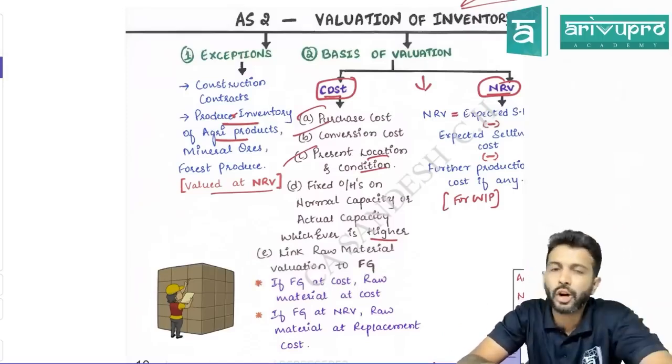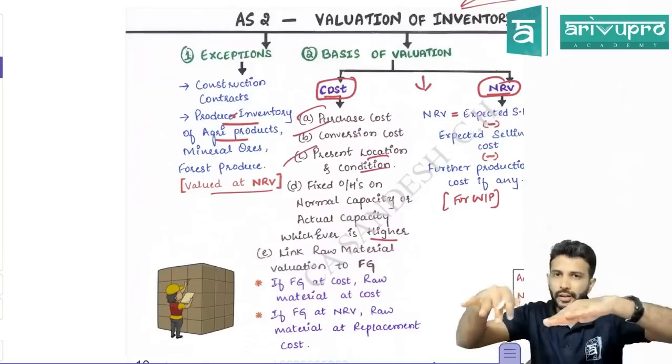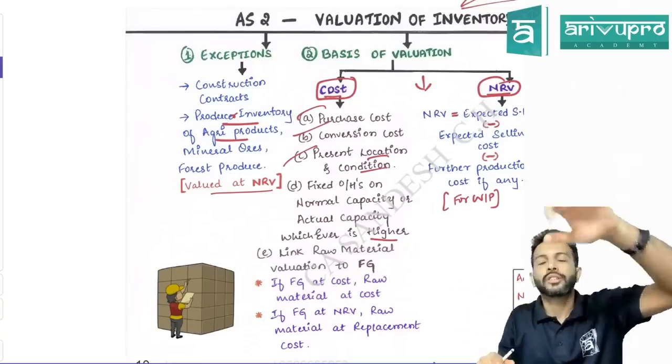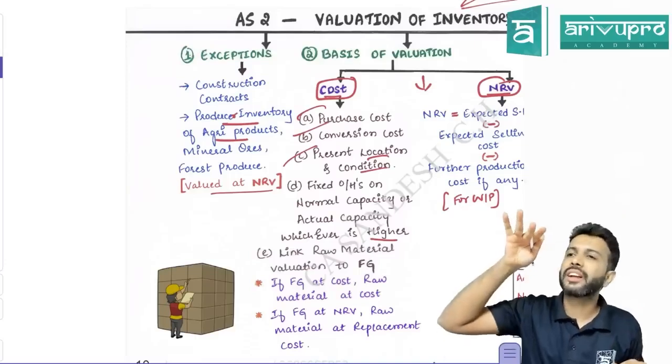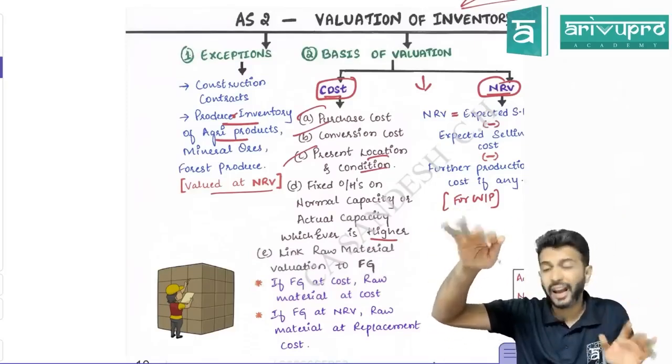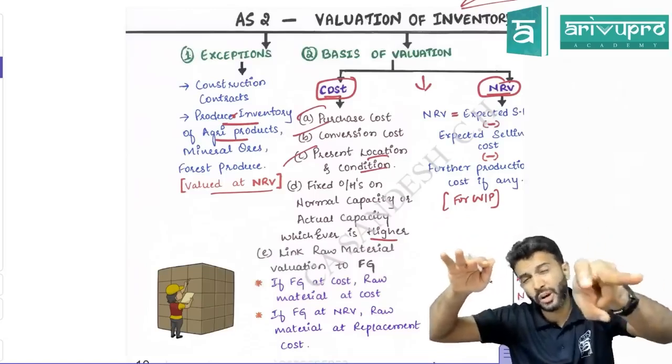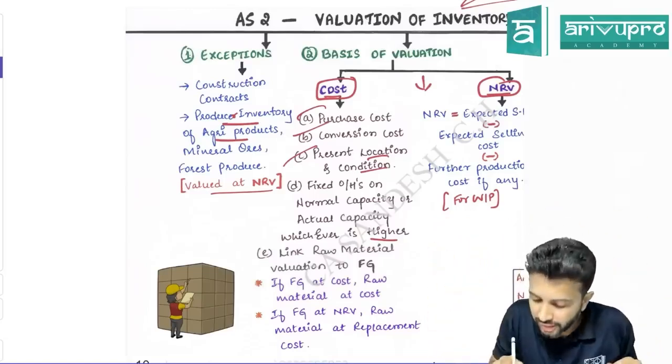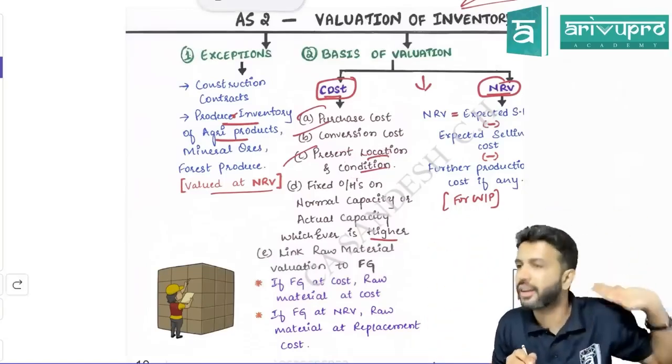So that transportation cost, is it necessary to bring the goods to your factory? Yes. So the cutoff here is what AS 2 says: such cost incurred to bring the inventory to your present location. Present location is your factory, whatever premises. And not only present location but also condition. Condition here refers to sellable condition.